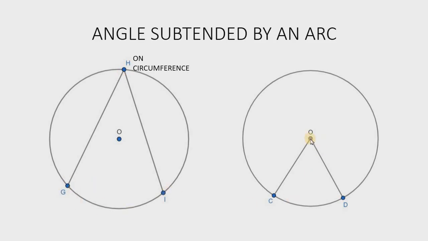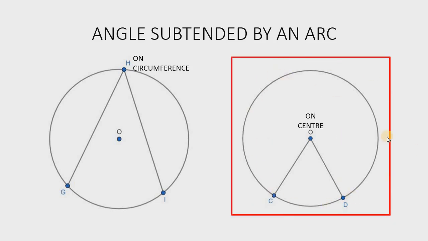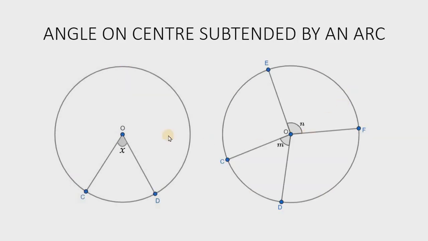Okay, this one, the vertex is on center. So this angle we call it angle subtended by arc on center. Okay, so this is what we want to see, the properties. So we will go to some examples. So this is an example. So angle X, angle M, and angle N, all these angles are subtended by an arc on center, because the vertex of the angle is on the center.